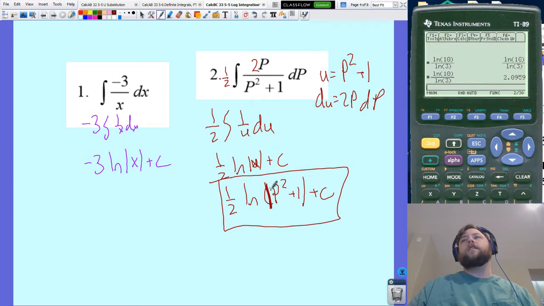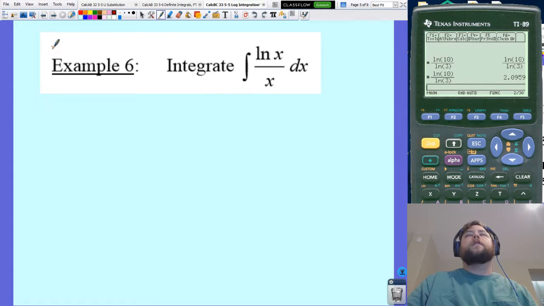One neat thing here: p squared plus 1 could never be a negative number, because you square a number, you get a positive. So if you didn't put the absolute values, you're fine. And yeah, you could have put this 1/2 up as a power, but you don't have to do that. You're good. All right, let's do another example.